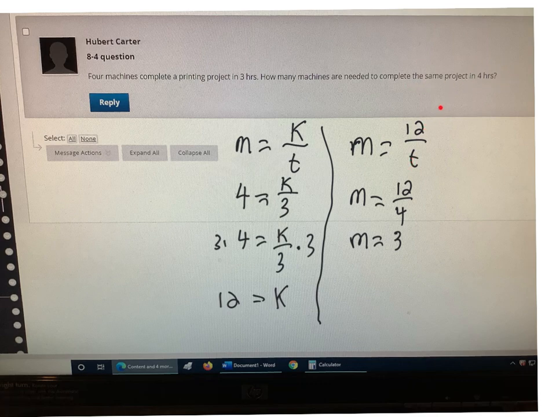They say that the time is 4 hours. 12 over 4, the number of machines would be 3 in this case.